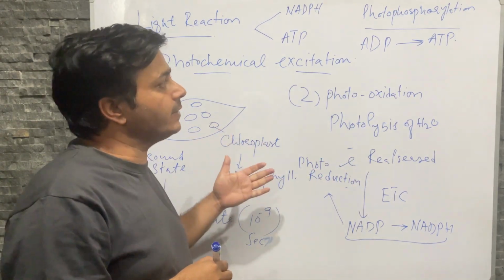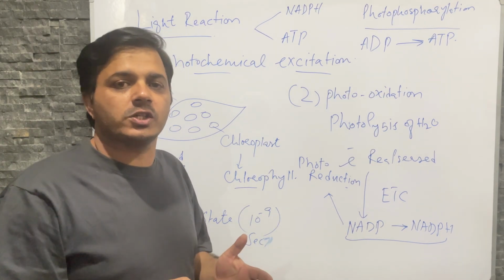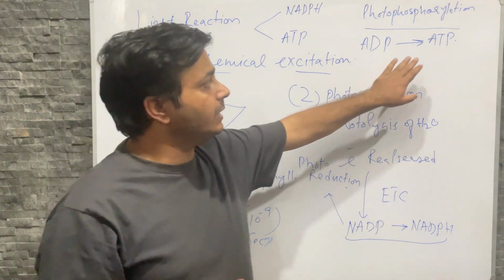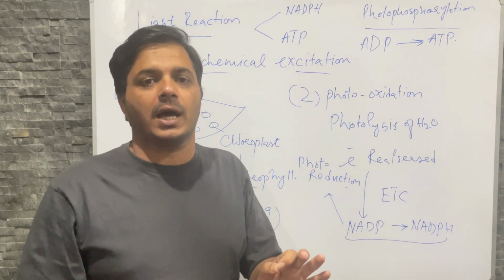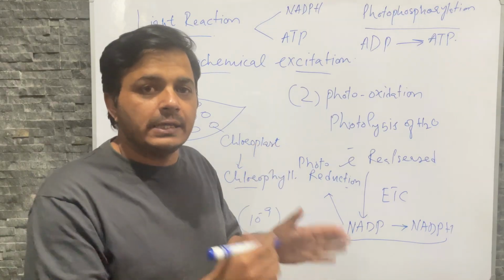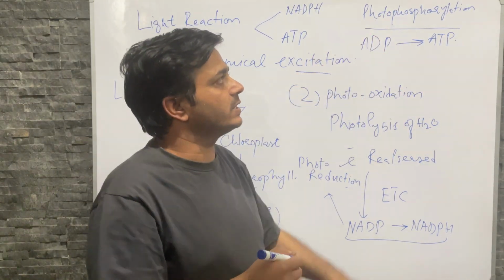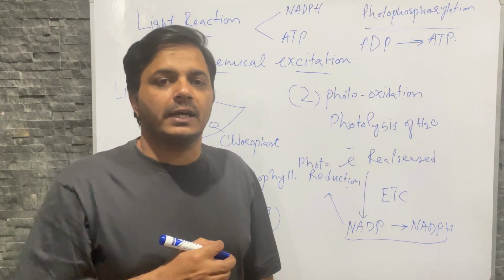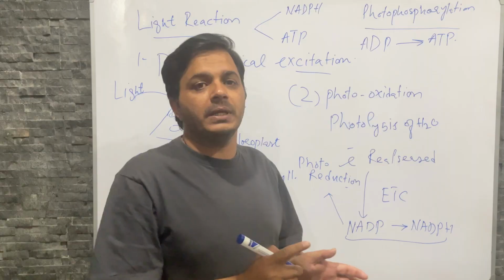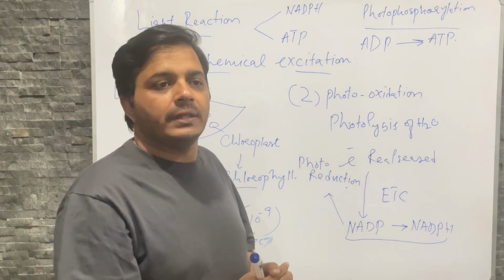There are different reactions in photosynthesis and respiration which result in the formation of ATP, but the ATP which is formed during the light reaction is produced through a process called photophosphorylation. In other words, when ATP is produced from ADP in a light reaction, this process is called photophosphorylation.